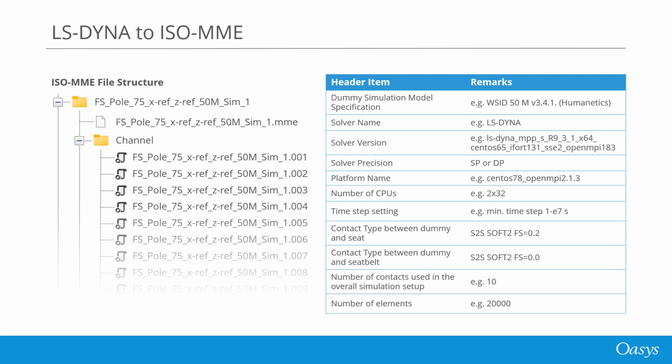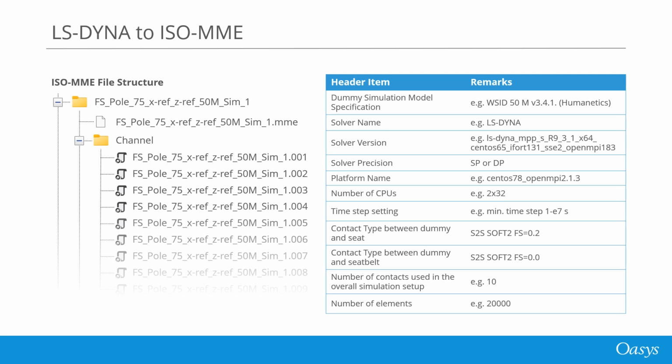The Euro NCAP protocol specifies mandatory header requirements for MME files and individual channel files. The LS-DYNA to ISO-MME tool allows you to save and reuse header information to reduce manual entry, and Primer and THUMS will automatically scan the LS-DYNA keyword files and D3HSP file to populate the required solver and simulation information, including star contact and model mass properties.